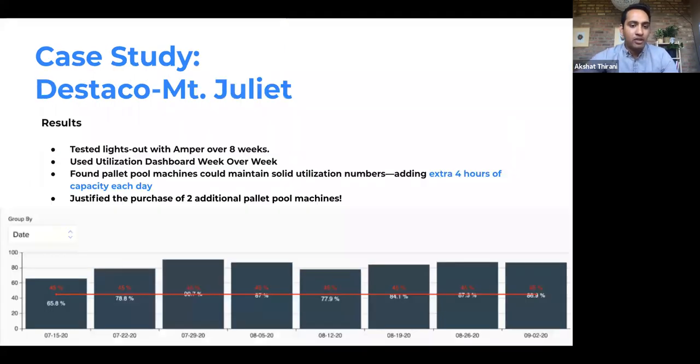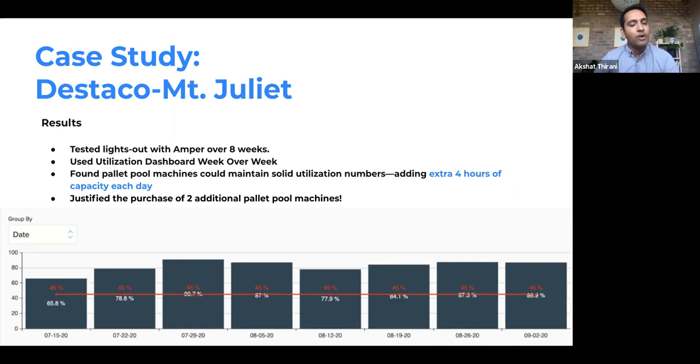So, just walking a bit more into this, they did an experiment where they tested out lights out production with Amper, where they had alerts being sent out when a machine would go down. And essentially, they looked for an increase in machine uptime week over week. And what they found was pretty interesting. On the machine that had the pallet pool machines, they added an extra 4 hours of capacity each day on that single machine. And we all know that the cost of an hour of capacity can be pretty meaningful.